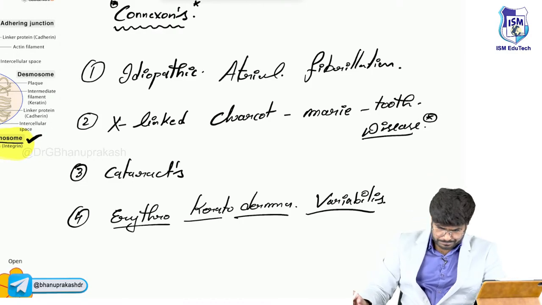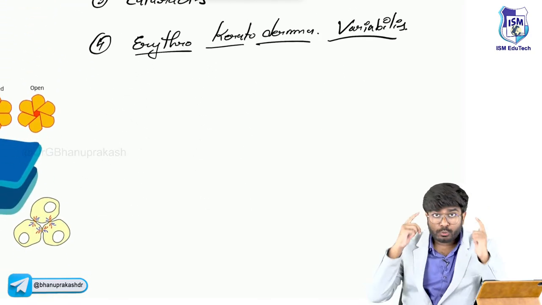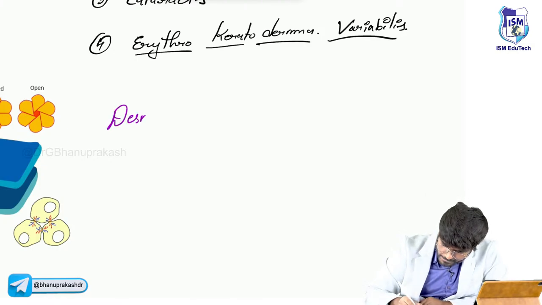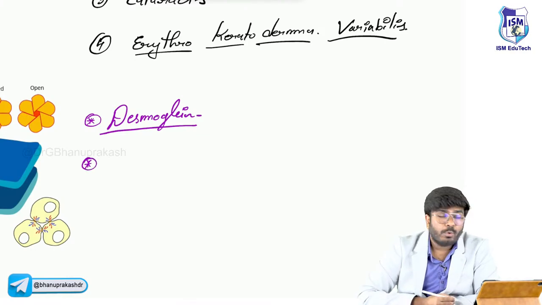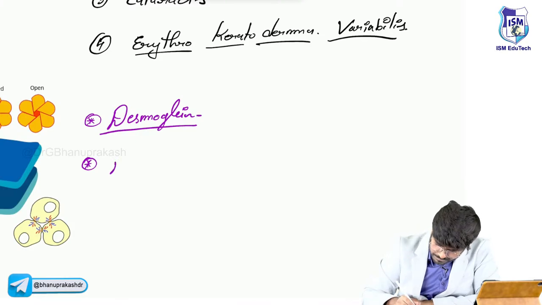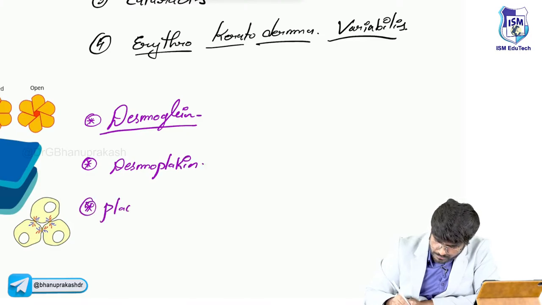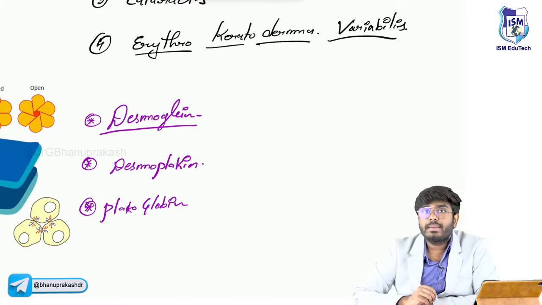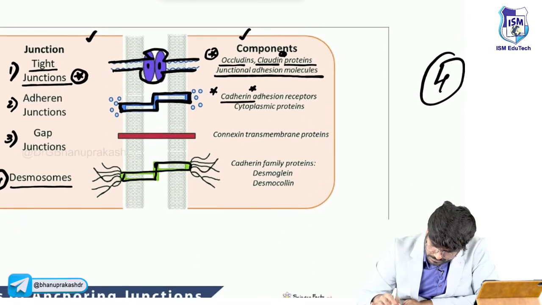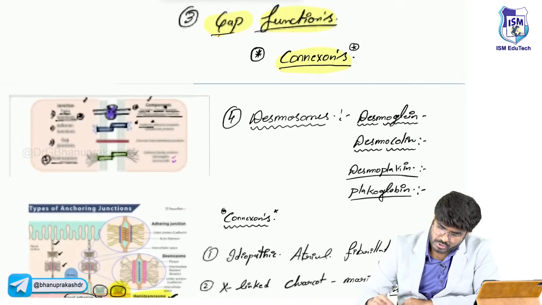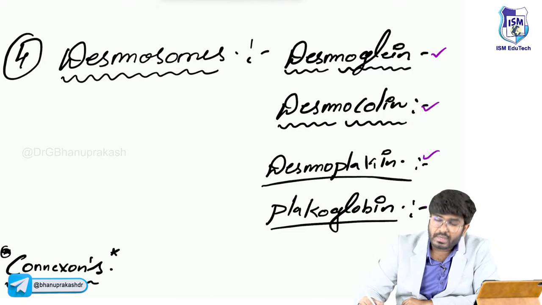Now, where we have spoken about desmoglein, use your mind. Desmoglein, desmocollin, desmoplakin, plakoglobin, where have we studied them? These are the desmosomal proteins. Now don't forget, these are the desmosomal proteins. So desmosomal proteins are desmoglein, desmocollin, plakoglobin and desmoplakin.